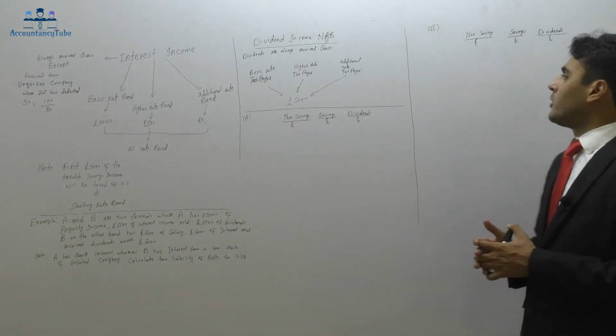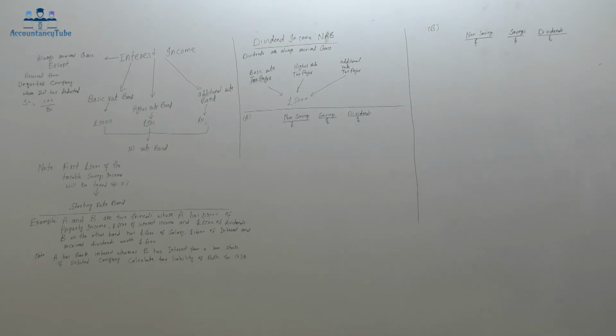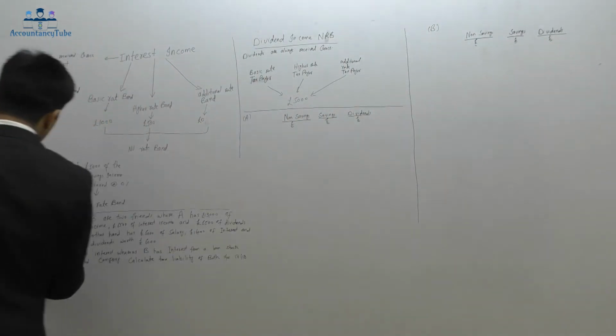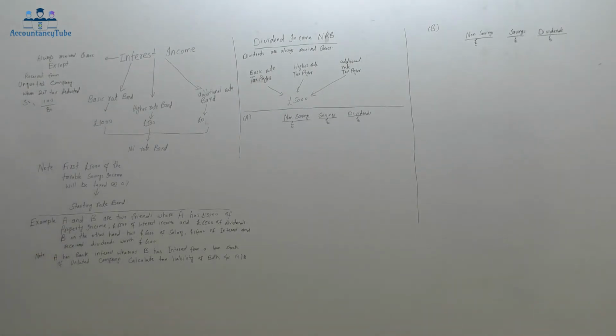Right. So I don't think there is anything else to mention. So let us look at the examples now. A couple of examples I've listed down here. Actually, it is just one example involving two taxpayers who are friends.